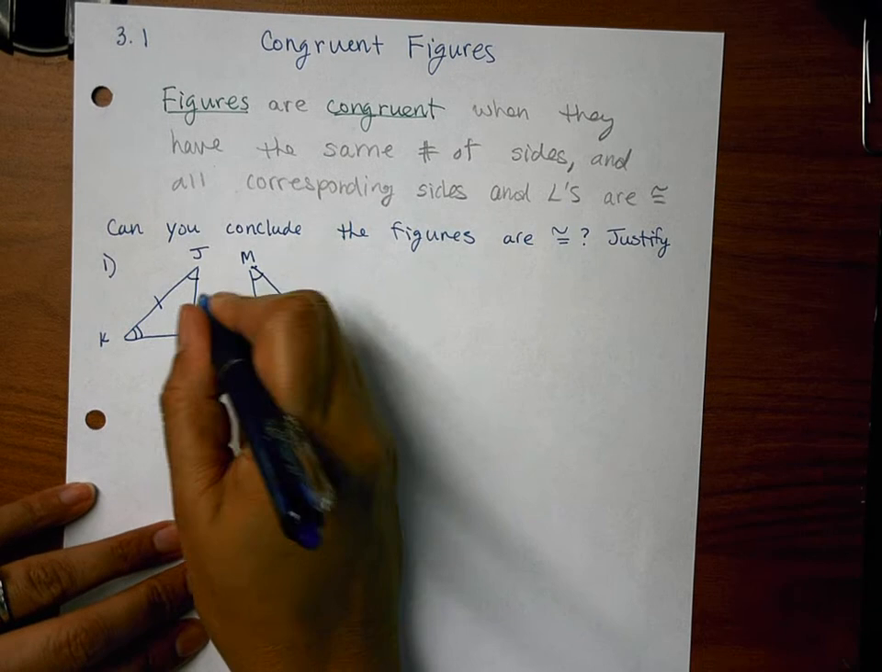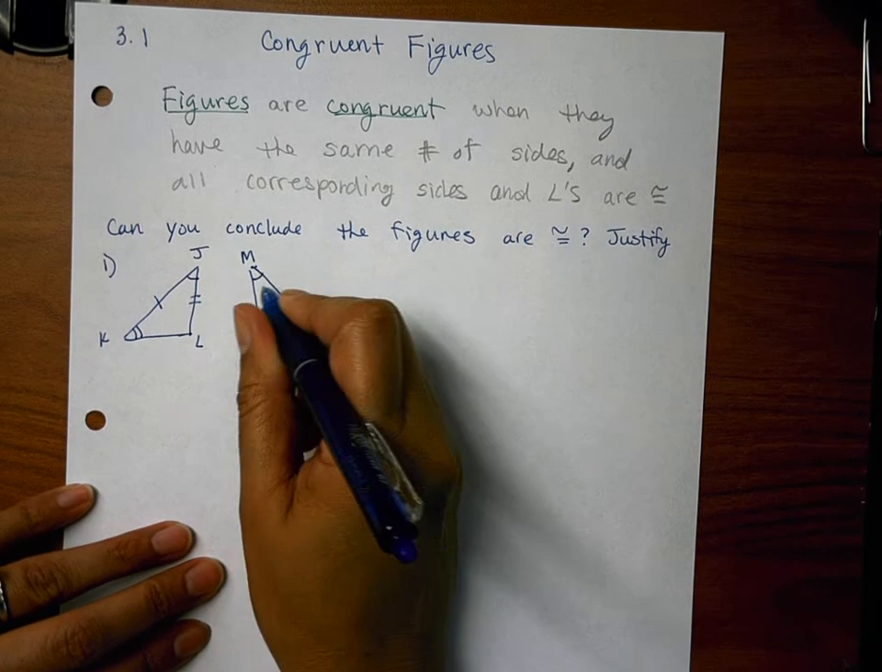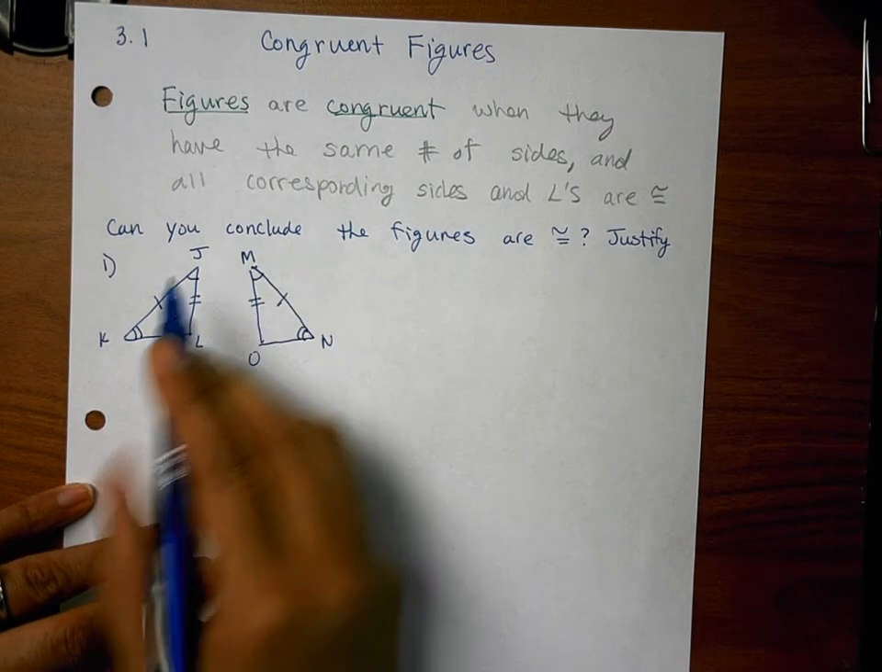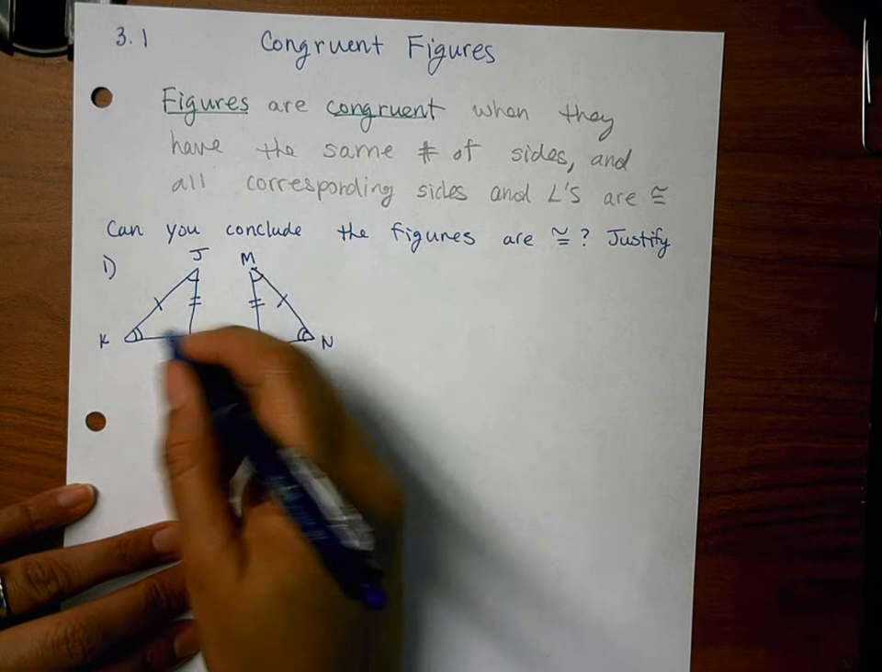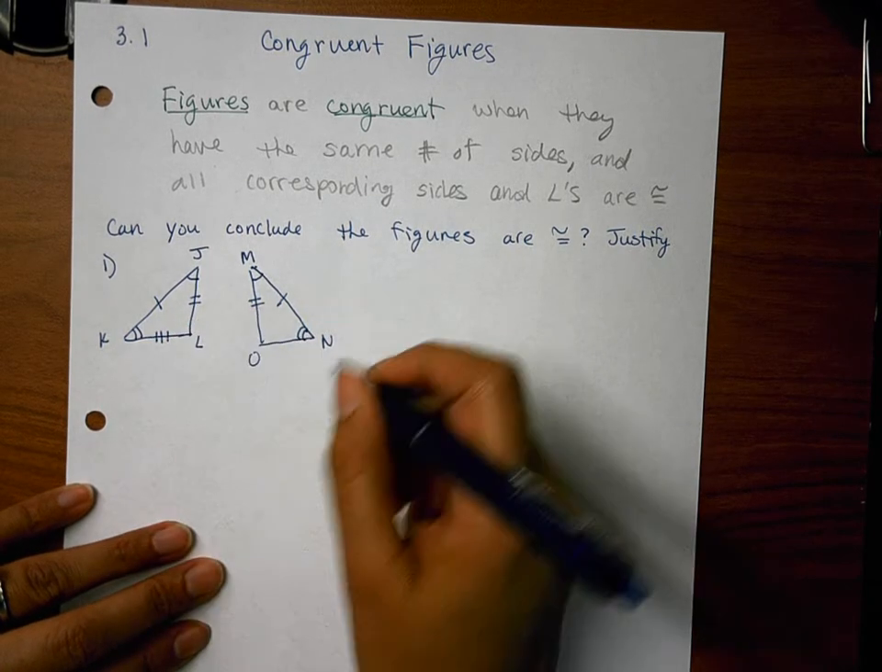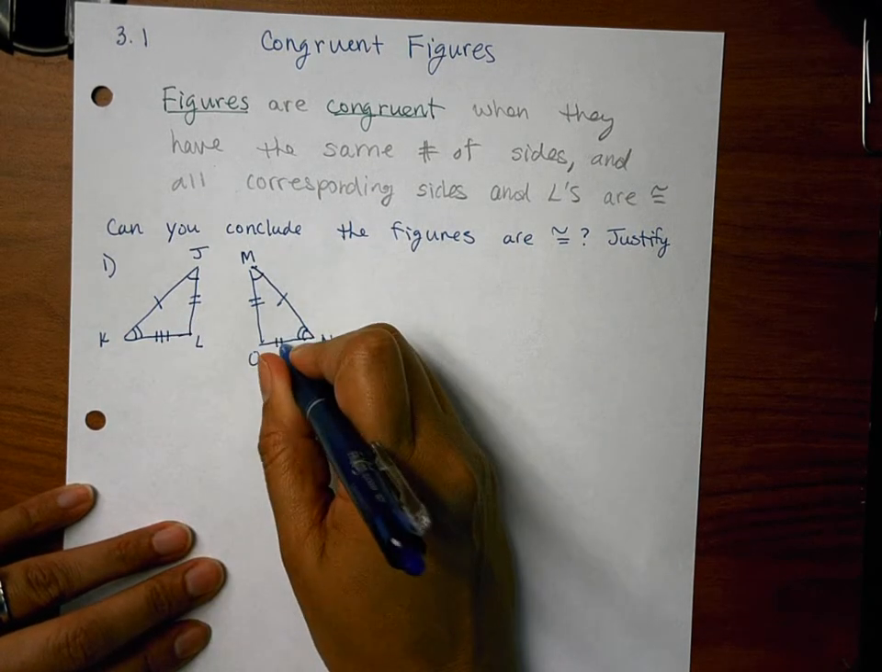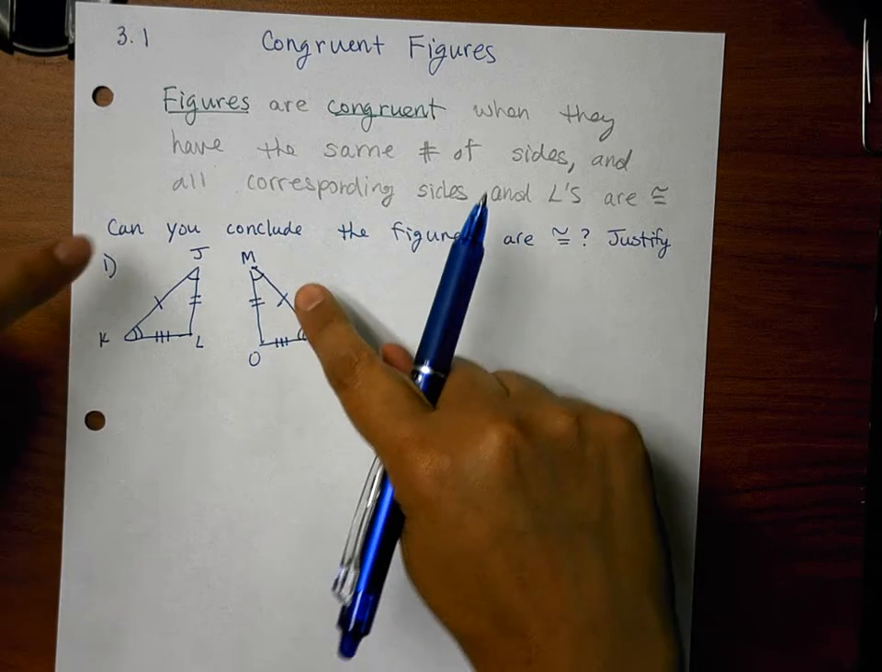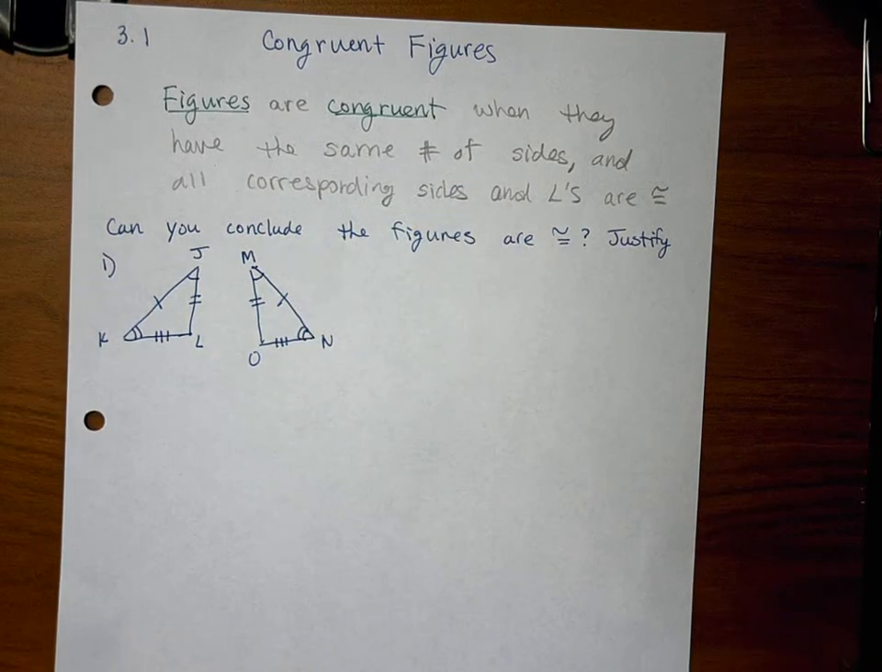Okay, I'm going to tell you that JL is congruent to MO, and I used two side markings because I've already used one there, and KL is congruent to ON. Again, I used three markings because I've already used 1 and 2.